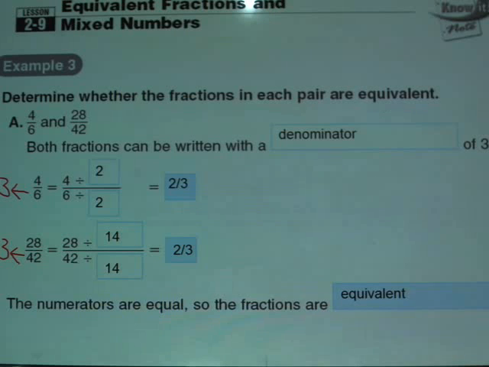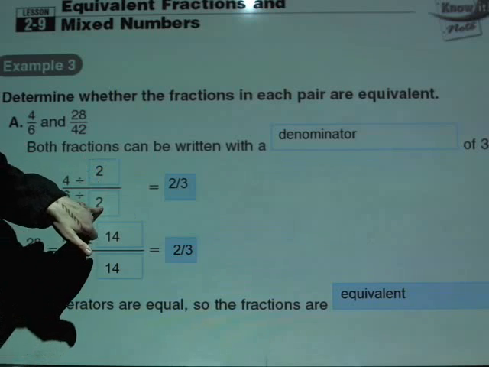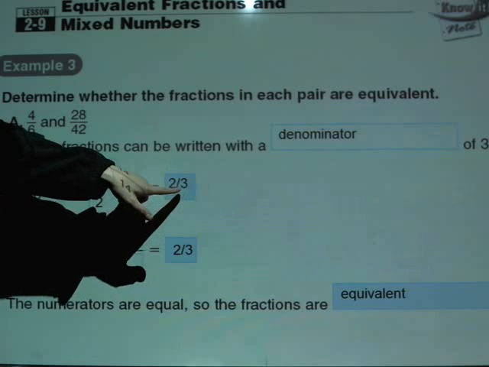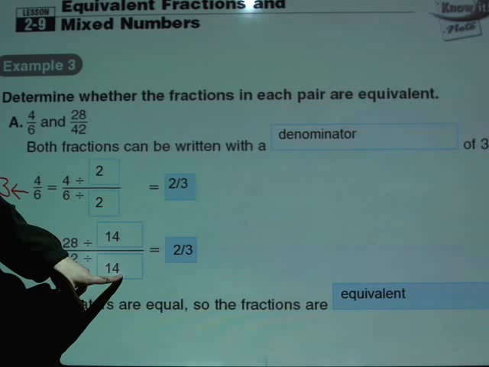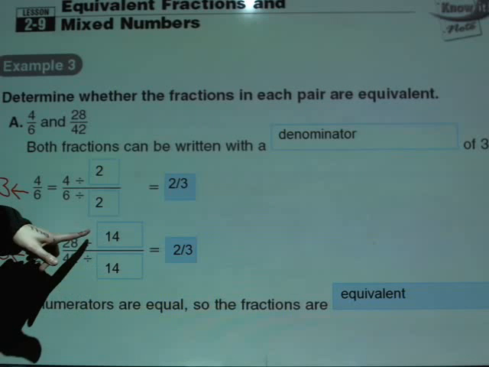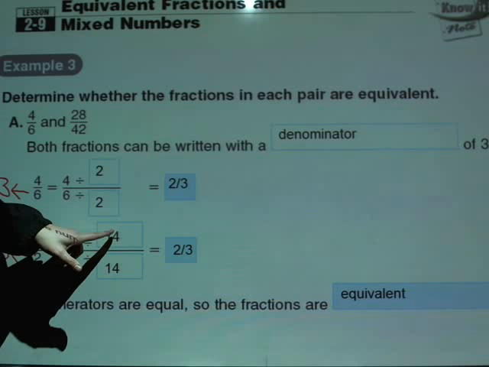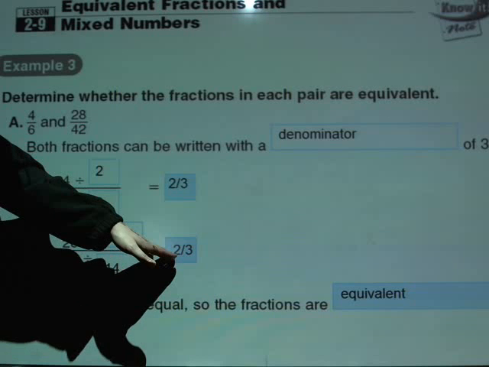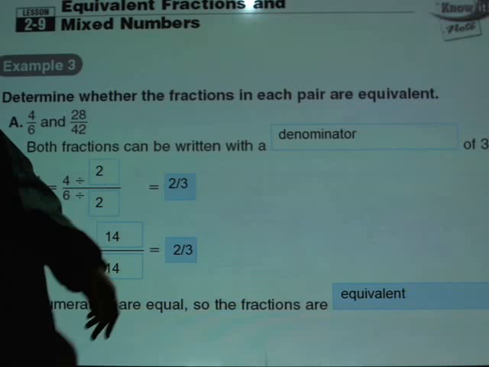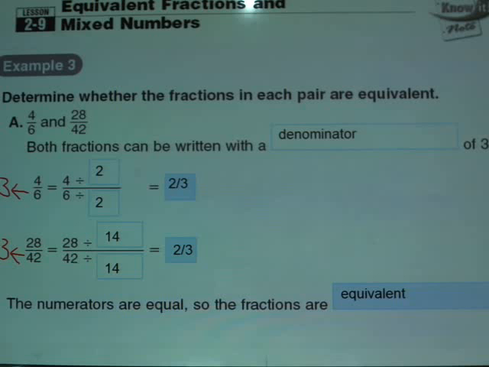So I'm going to take my 4 and divide it by 2, and you get 2. And the bottom number, of course, is 3 because that's what they told me to do, 2/3. Okay, bottom fraction. How do I change 42 into 3? Well, I change 42 into 3 by dividing by 14. So I'm going to divide the top by 14 as well. When I take 28 divided by 14, I get 2 as well. And again, the bottom number has to become 3.